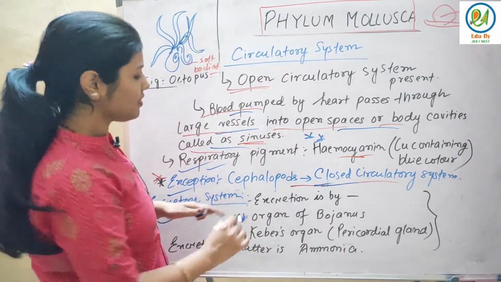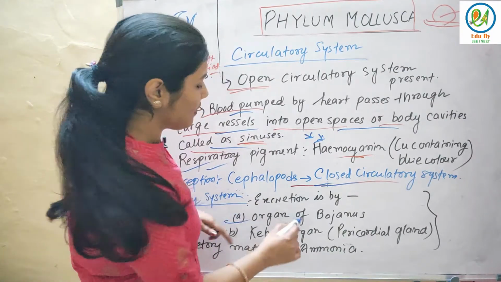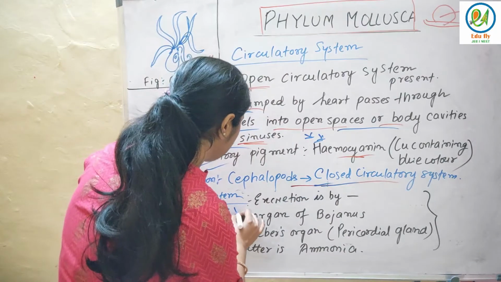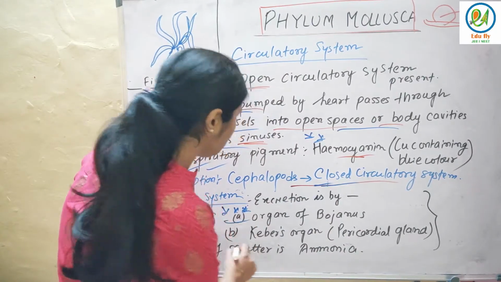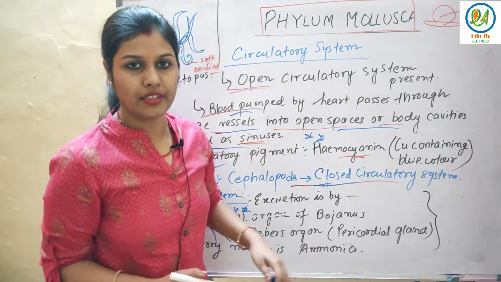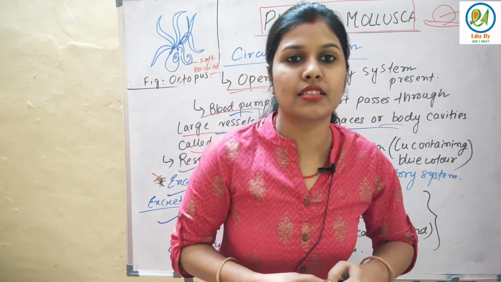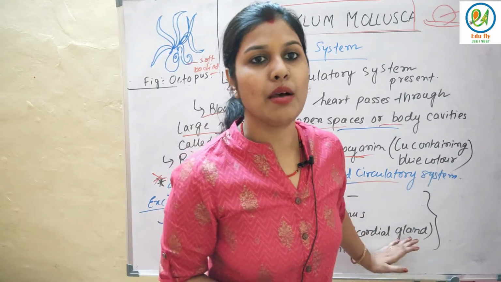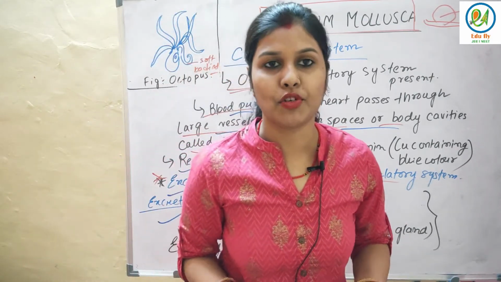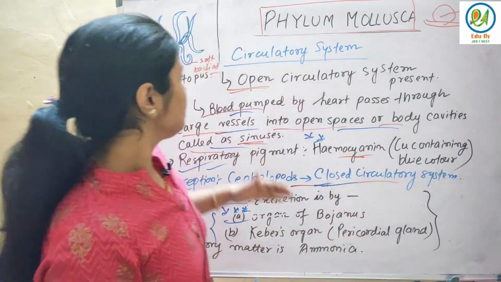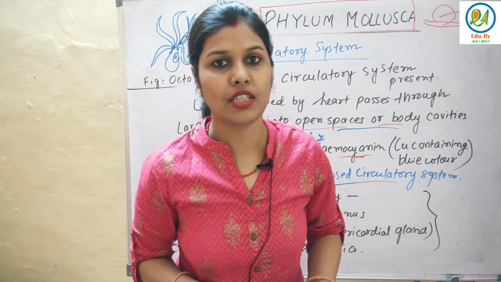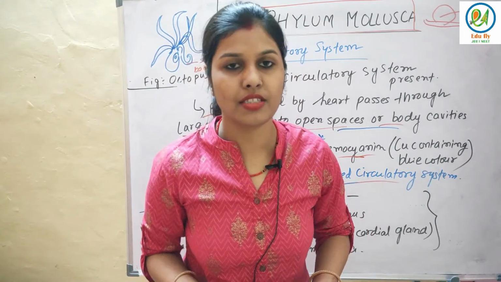Next is the excretory system. Excretion is by the organ of Bojanus and Keber's organ. Remember this from NEET point of view. These two are the modes of excretion. And the excretory matter is ammonia. So they are known as ammonotelic organisms. Those who excrete ammonia are known as ammonotelic organisms. So this was all about the circulatory system and excretory system. Now we'll see some more important characteristics of mollusk.